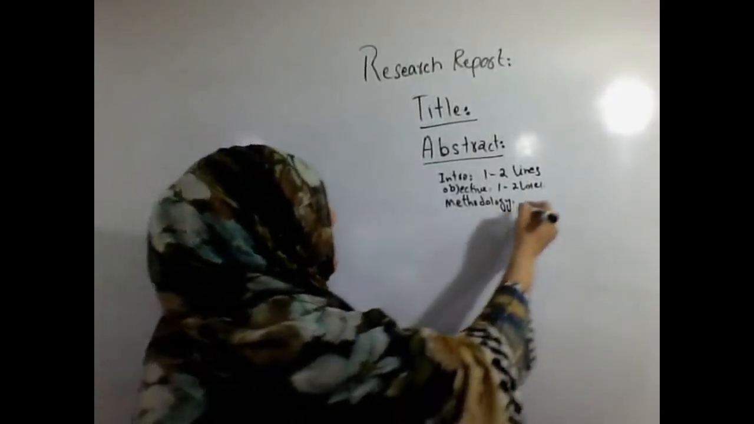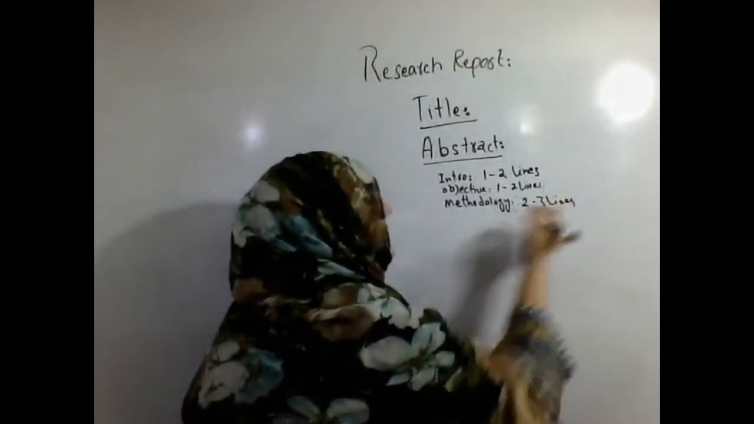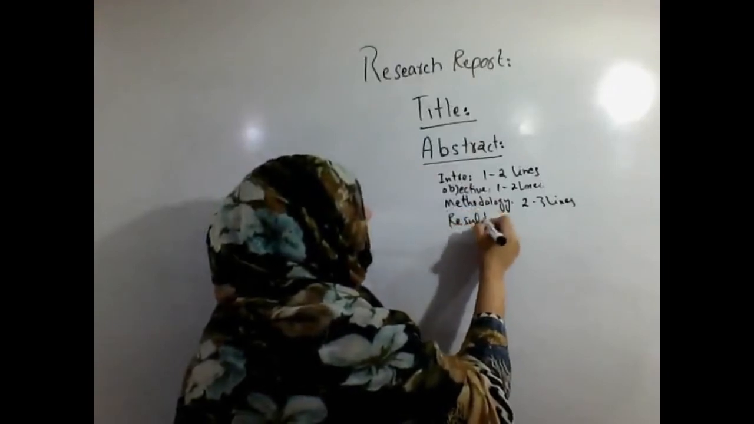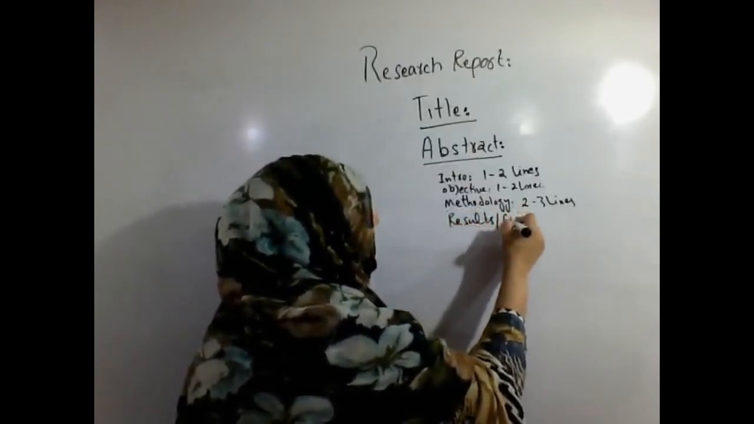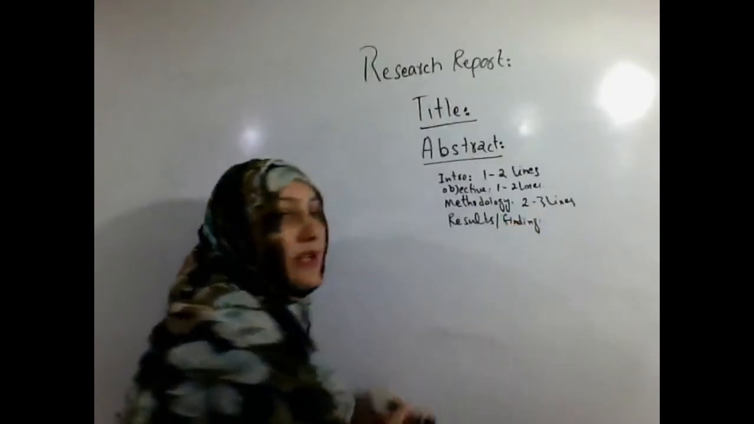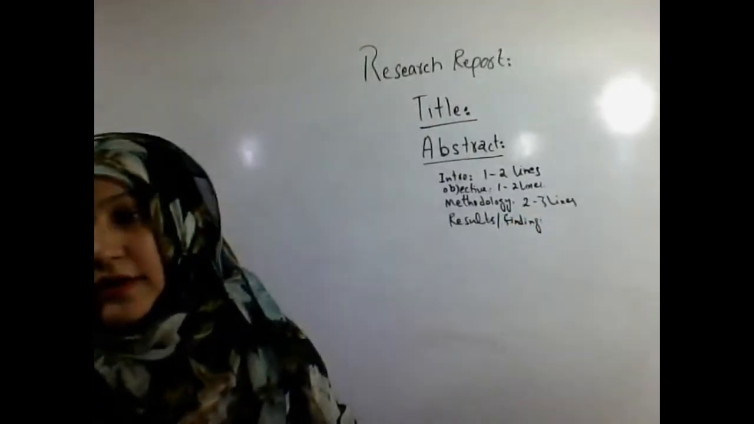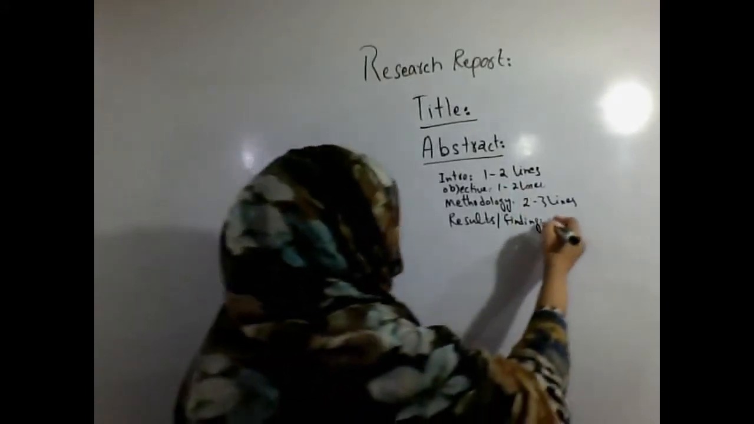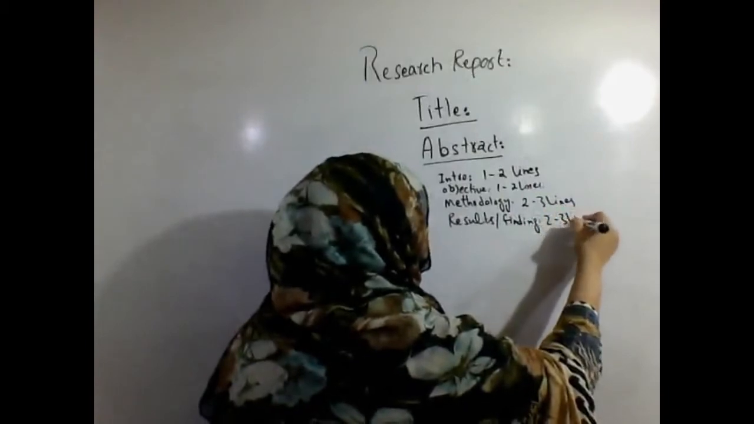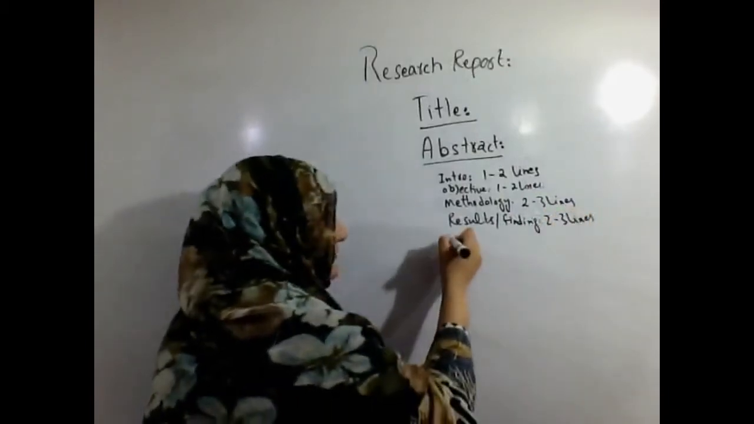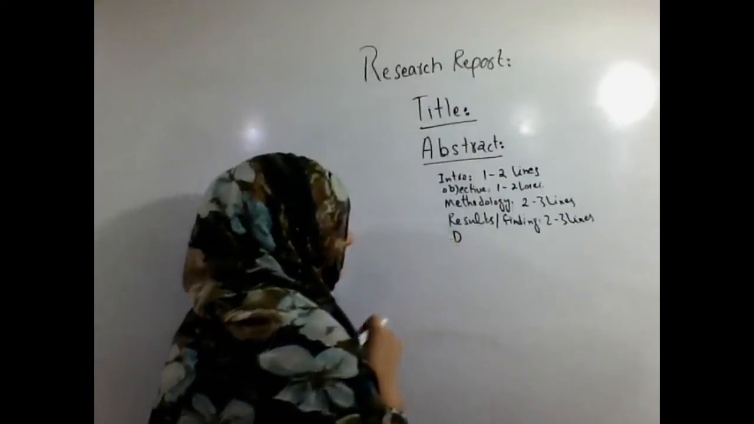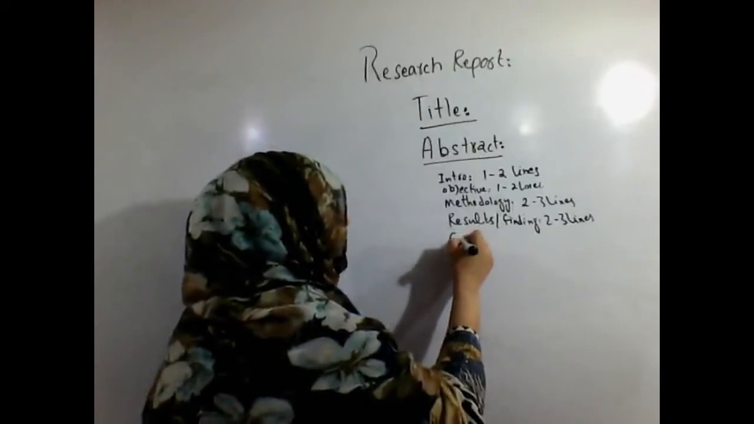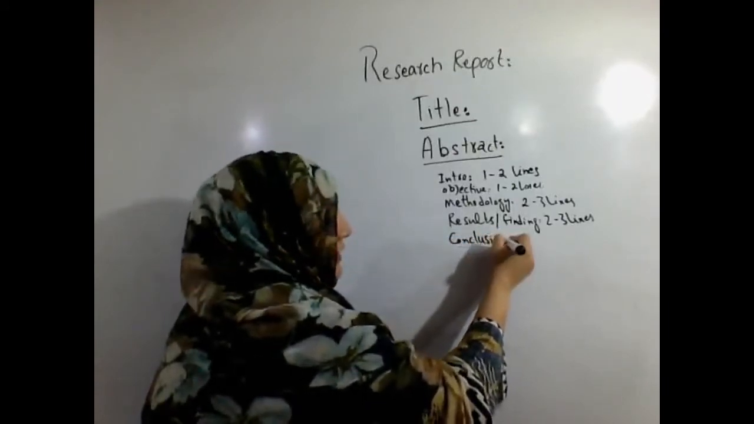Then after that, 2 to 3 lines. Then you have to write about the results. Results are actually the findings of your research which you have planned, in 2 to 3 lines. Then you have to give the conclusion of your research.